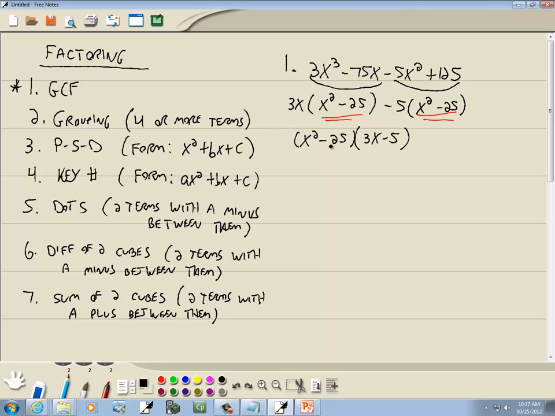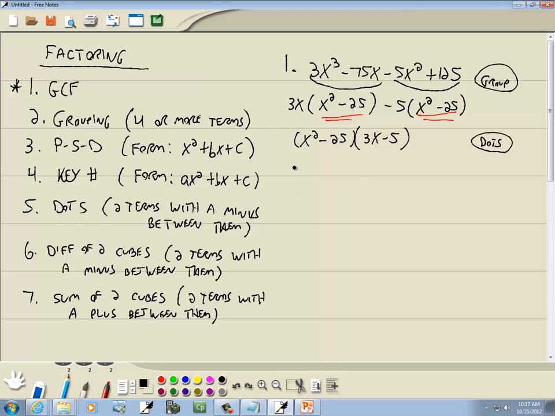But this over here, if we start going through our list, PSD, no. Grouping, no. Difference of two squares: two terms with a minus between them. Two terms with a minus between them. That fits again, doesn't it? So this first one is grouping, and this is going to be DOTS.